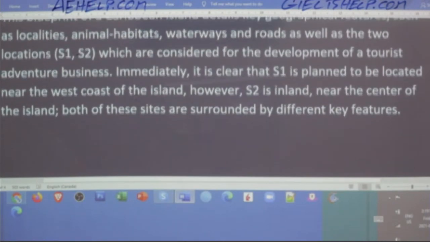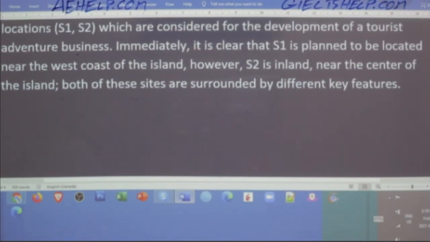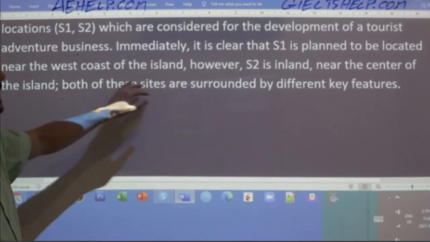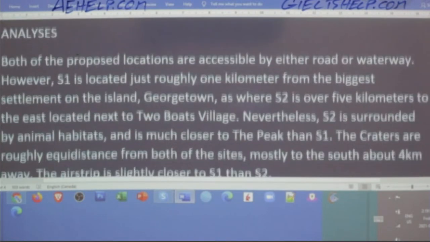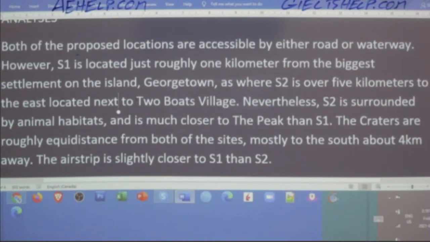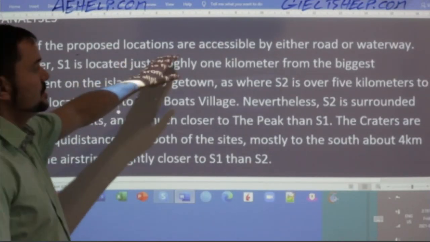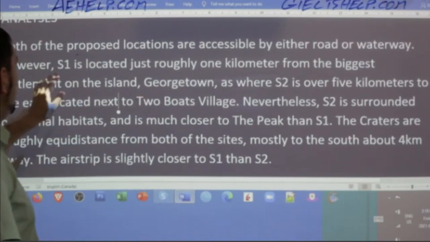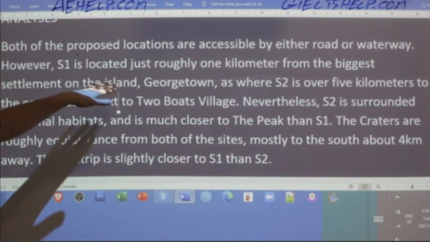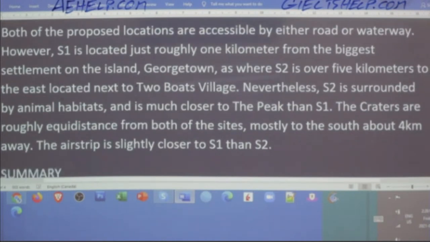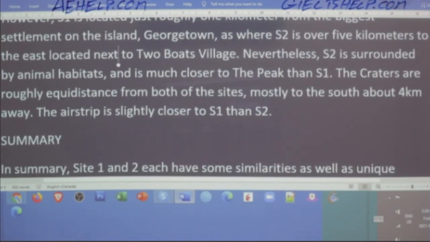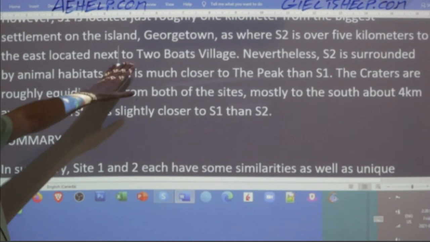Immediately, it is clear that S1 is planned to be located near the west coast of the island. However, S2 is inland near the center of the island. Both of these sites are surrounded by different key features. Each of the proposed locations are accessible by either road or waterway. However, S1 is located just roughly 1 kilometer from the biggest settlement on the island, Georgetown, whereas S2 is over 5 kilometers to the east, located next to Two Boats Village.